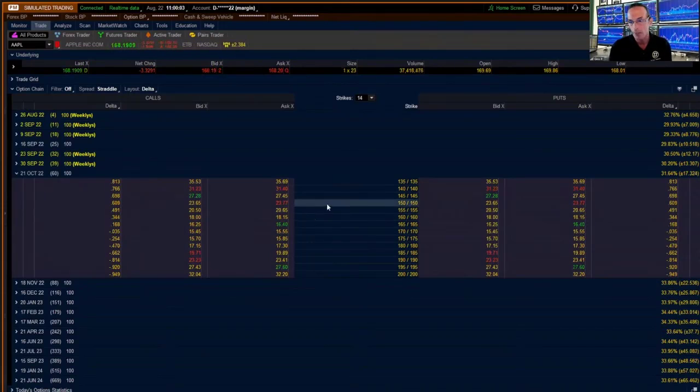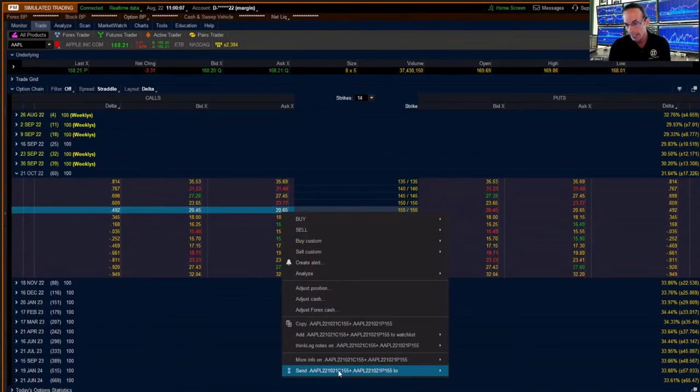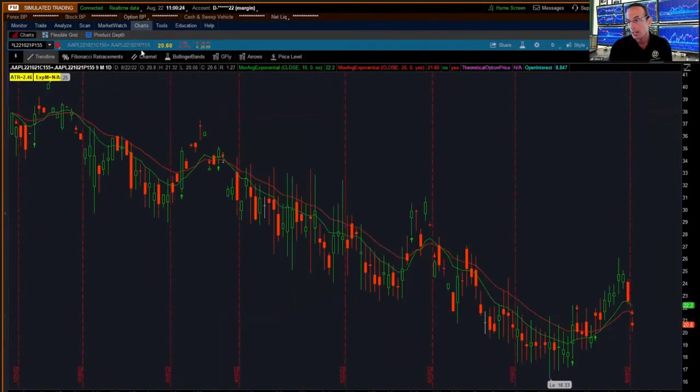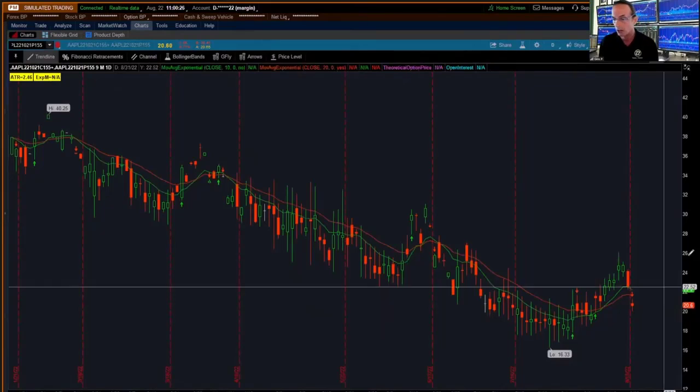I'm going to graph that straddle. I right click. Now check it out. Down here, it says the call and the put with the plus sign. If I'm doing a vertical, it's going to show the long call and the short call with a minus. But anyway, I'm going to send that to my chart. Give it a second, and you can see it's up there. There's the symbol. You put it on the chart. There's the price of your straddle.